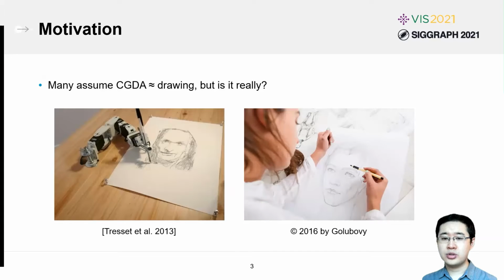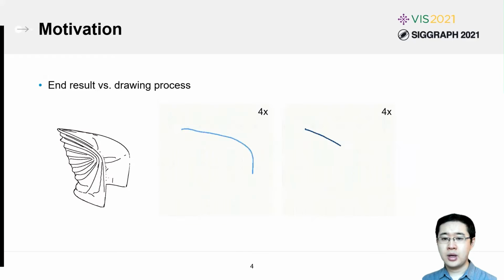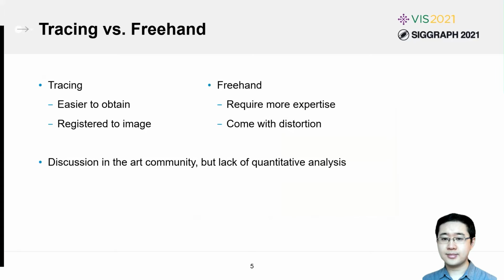Computer-generated drawing approximations, or CGDA, are often used as a proxy for hand drawings. However, the extent to which current CGDA results resemble real drawings remains unclear. In particular, most CGDA methods only approximate the end result, neglecting the drawing process, which includes stroke and temporal information.